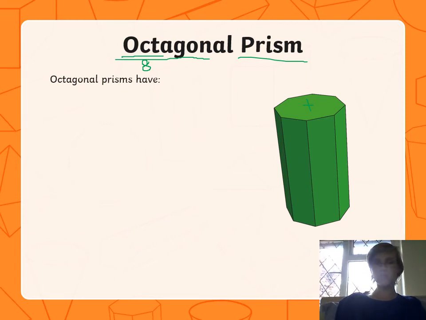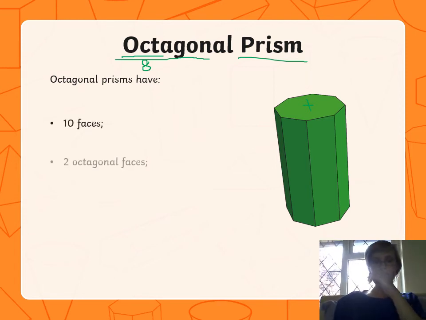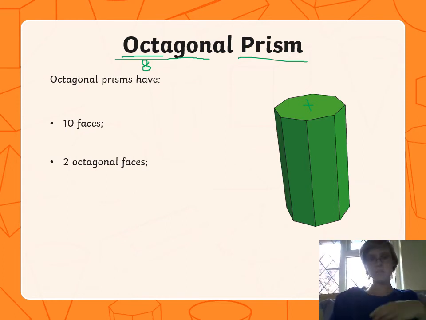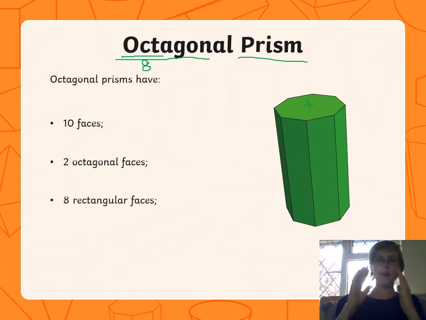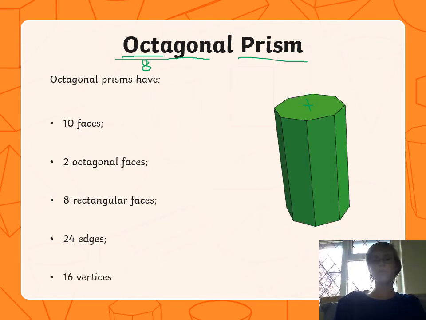I'm just going to show you this one. I feel like we've worked it out already. 10 faces, yep, so we've got 2 octagonal faces, and then around the middle we have 8 rectangular faces, and we have 24 edges altogether. That's because we've got 8 and 8 and 8, and then we've got 16 vertices because that one is just about where they join, so that's going to be the top and the bottom. So that's going to be your 8 and your 8.